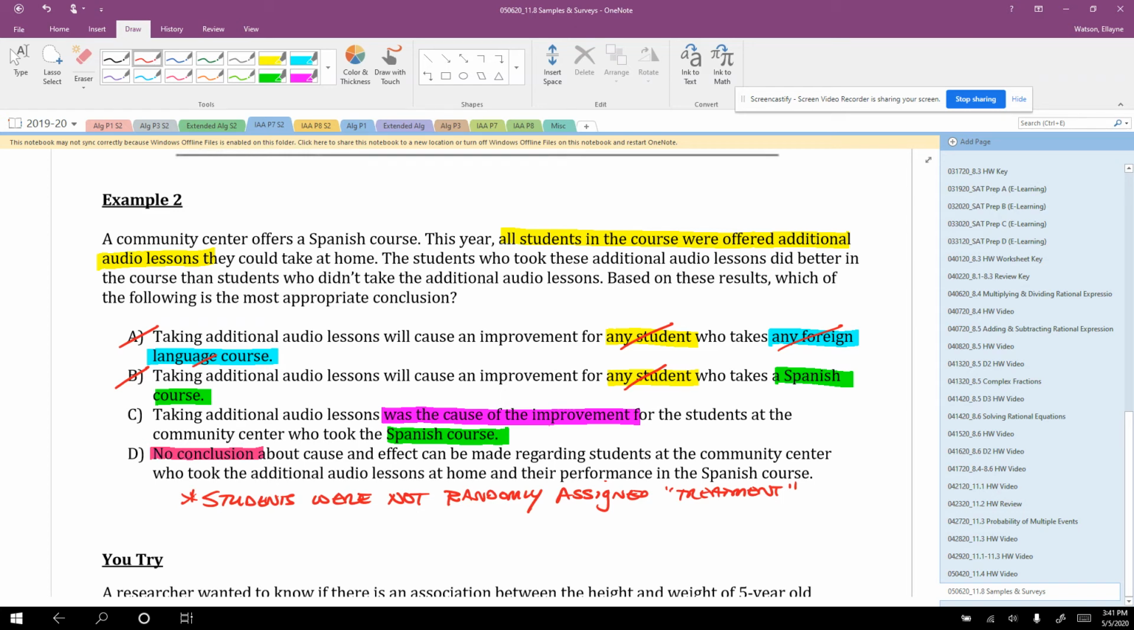The other thing we want to do here is that we actually don't know the cause and effect. Okay, and this is the whole cause and effect part. And I'm going to say it again probably: association does not imply causation. Okay, we don't know that taking the additional audio lessons was the cause. There could be other factors. Okay, so we don't know if other factors played a part in an improvement.